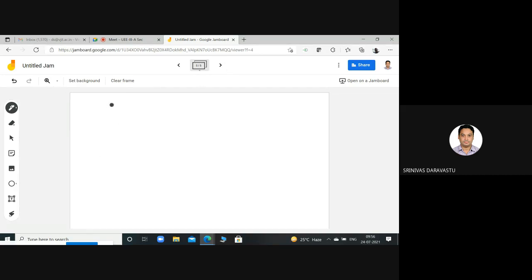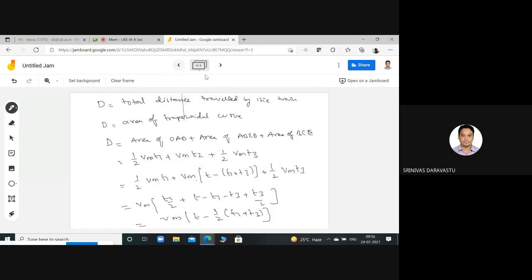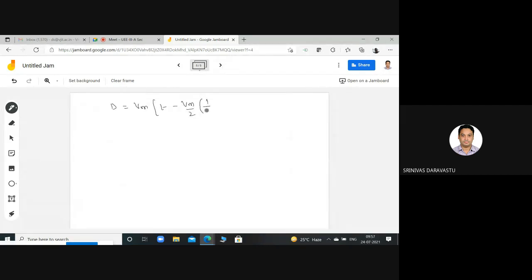Now we can write D equals Vm into T minus Vm by 2. We can substitute the T1 plus T3 values here. T1 equals Vm by alpha, and T3 equals Vm by beta. So Vm comes out: Vm into T minus Vm by 2 times 1 by alpha plus 1 by beta.